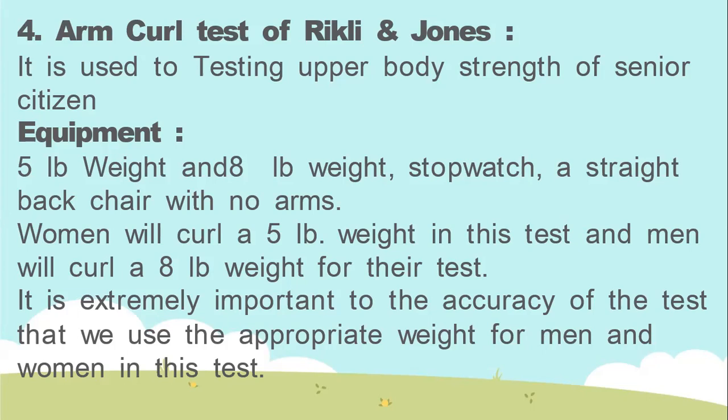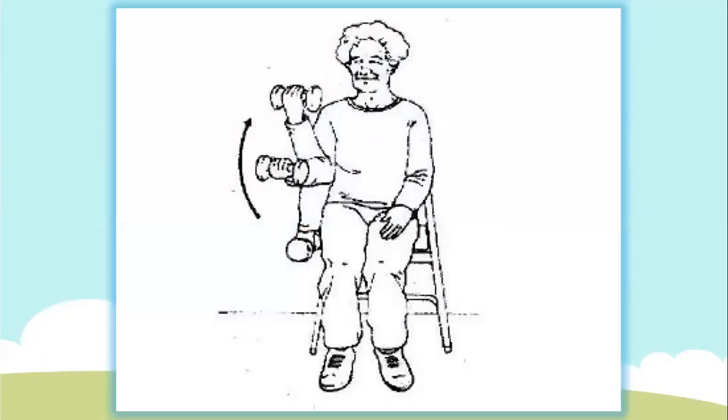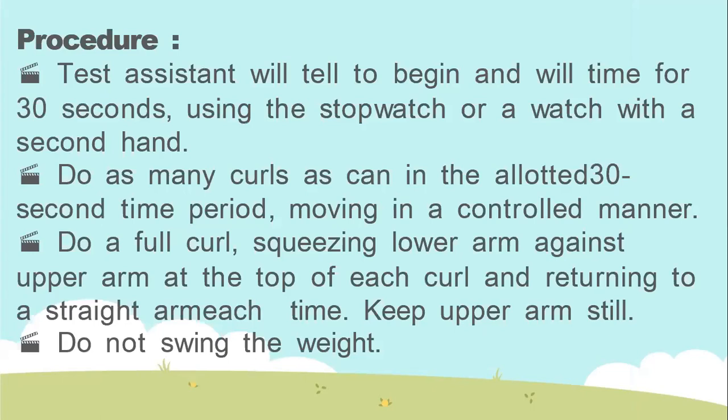It is extremely important to the accuracy of the test that we use the appropriate weight for the men and women in this test. Okay, so this is the procedure. The test assistant will tell you to begin and will time for 30 seconds using a stopwatch or a watch with a second hand. Then do as many curls as you can in the allotted 30 seconds, moving in a controlled manner.